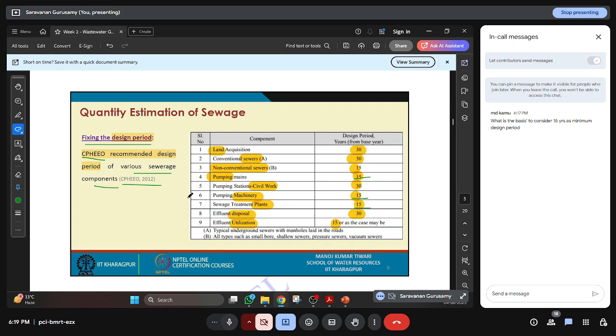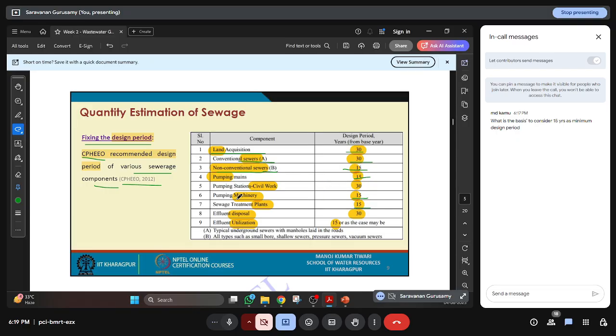Okay, you can also access the Google Drive link. The design periods for different sewage components are given by the CPHEO manual, so we have to refer to that manual. The land should be acquired for 30 years. The conventional sewer lines are designed for 30 years, and the non-conventional sewers are for 15 years. Pumps, I have to design the main pump for 15 years, and civil works for 30 years.